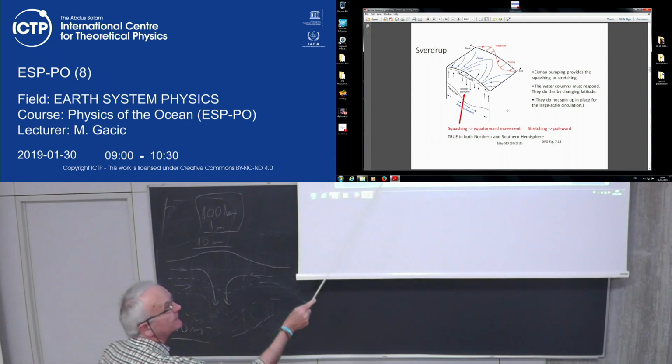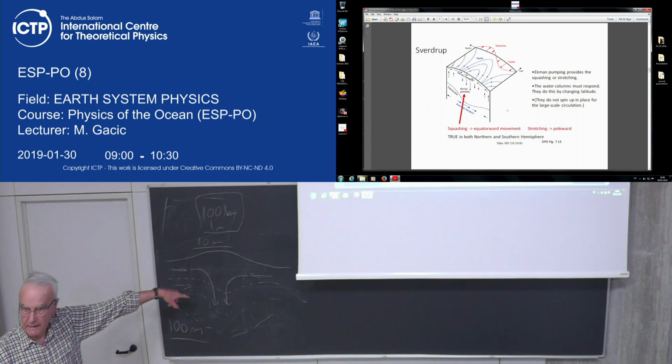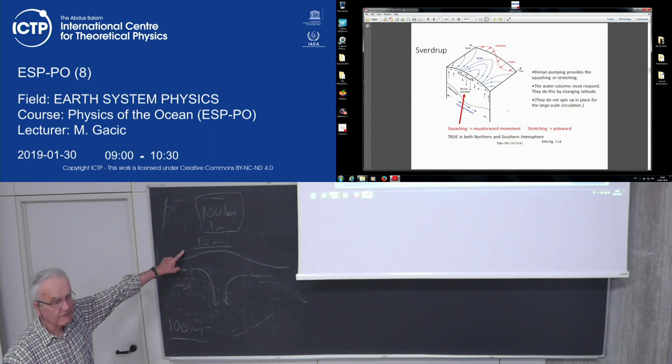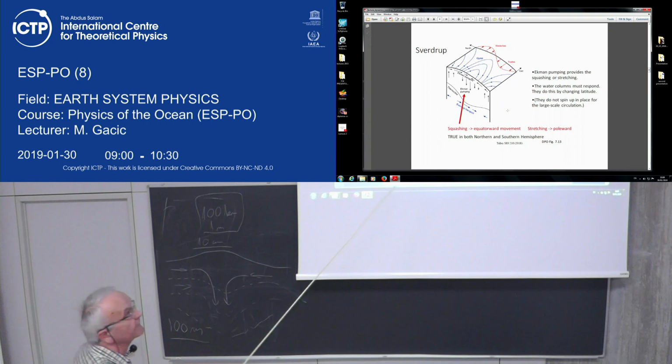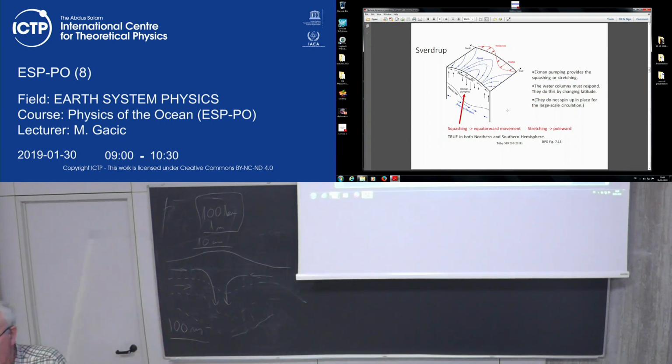We have the thermocline. We have to keep in mind this thing here. The deformation of the thermocline is much larger than the deformation of the free surface. This thing and this thing are 1,000 times, three orders of magnitude different as far as the vertical amplitude is concerned.